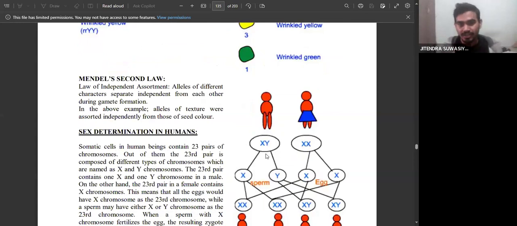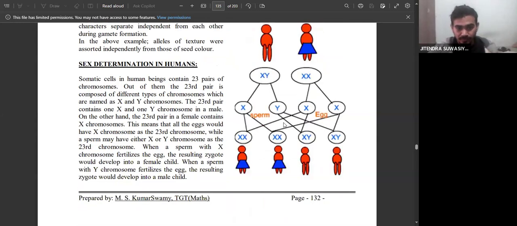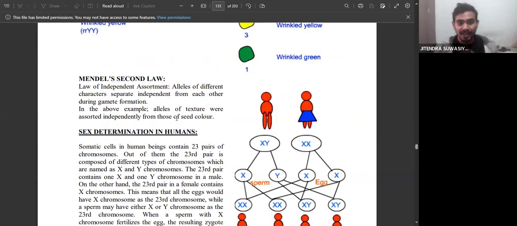That was the law of segregation. So what is Mendel's second law? The law of independent assortment: alleles of different characters separate independently from each other during gamete formation.